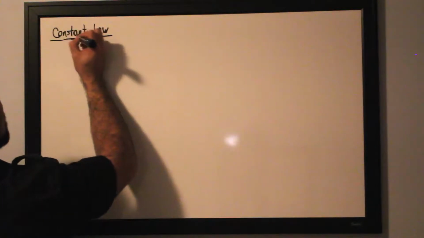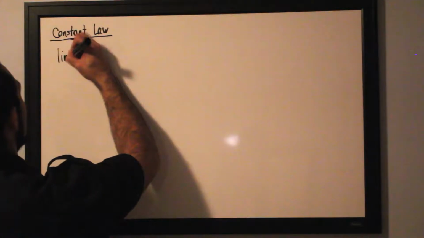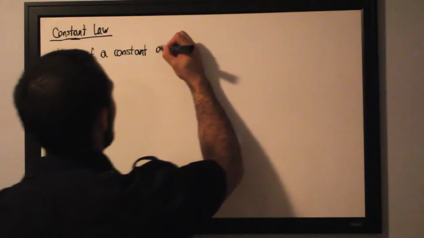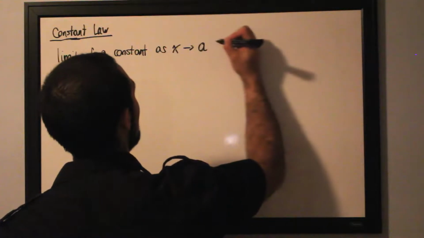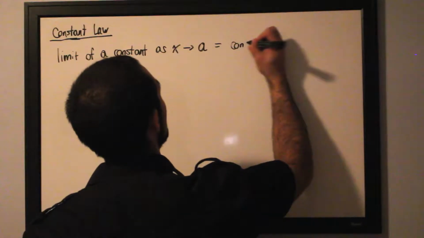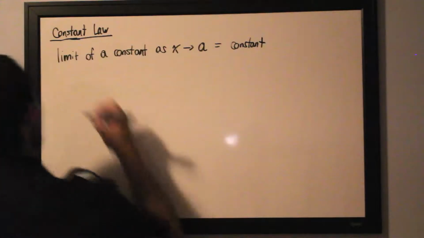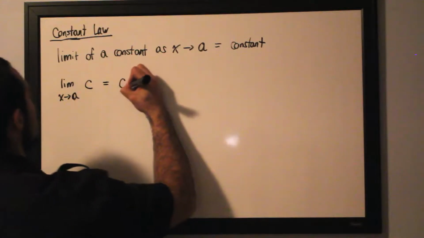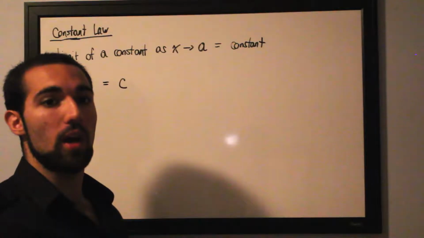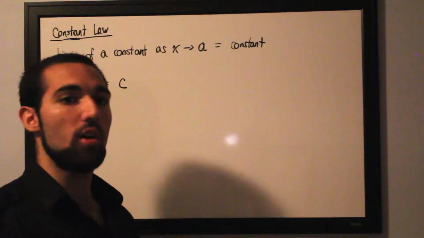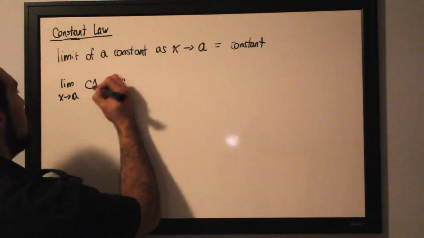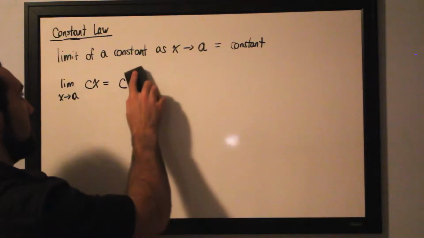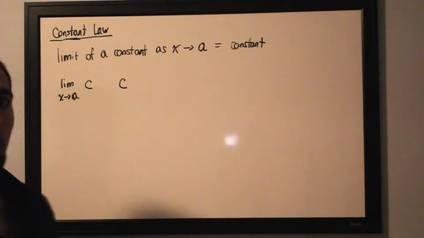So we're going to discuss this last law, which essentially says that the limit of a constant as x approaches a is equal to that same constant. So we can write this out as the limit as x approaches a for c is equal to that same c. Realize that there's going to be no f of x when it comes to evaluating the limit of a constant, because that constant is not dependent on x. If this were cx, then the limit would be equal to cx. However, because it's just a constant and its value is not dependent on x, we're going to leave that constant as it is.